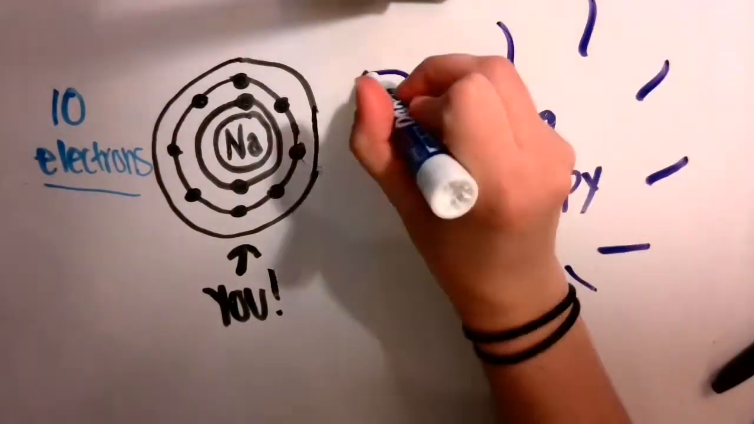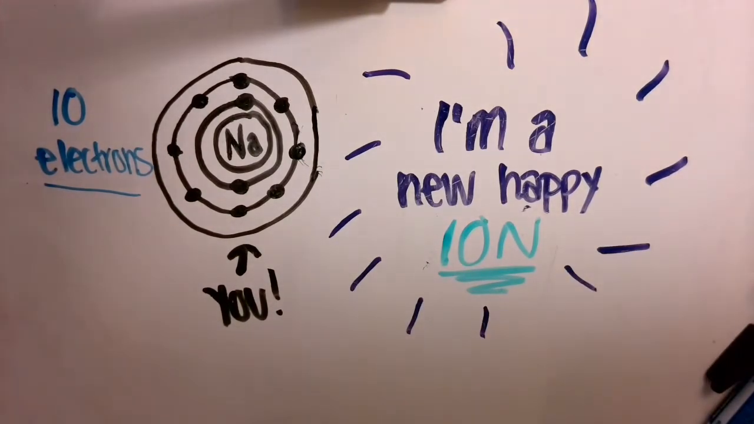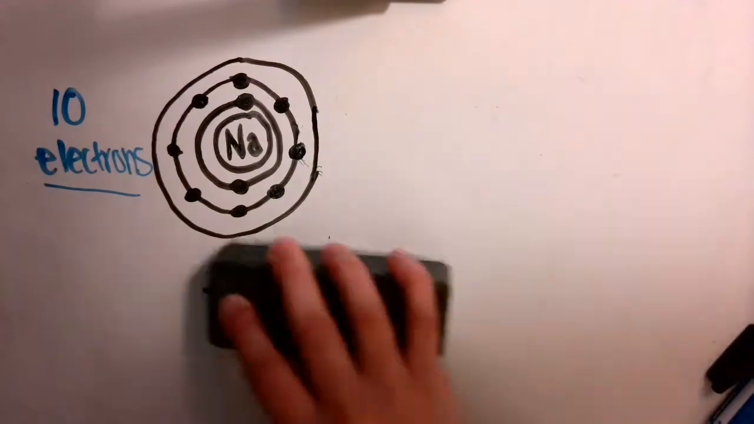Your whole goal as an atom was to become a happy atom with completely filled electron shells. Now you have those filled shells. You have a lower energy. You lost an electron and you are happy.